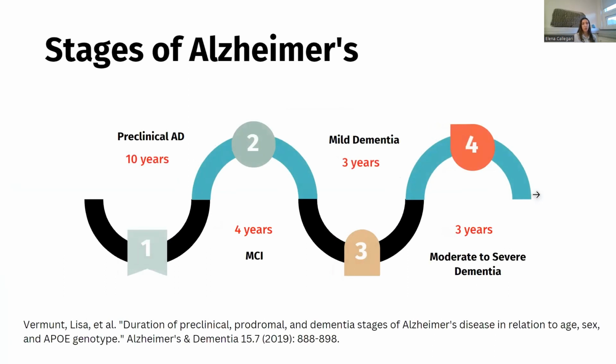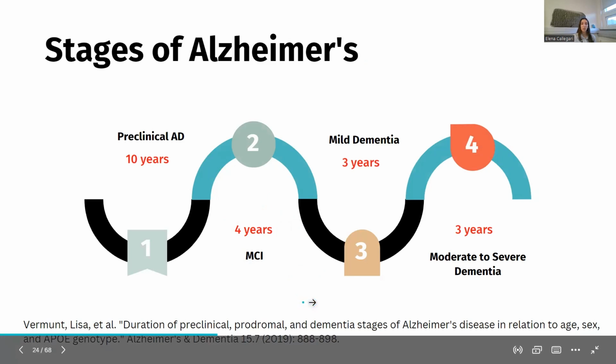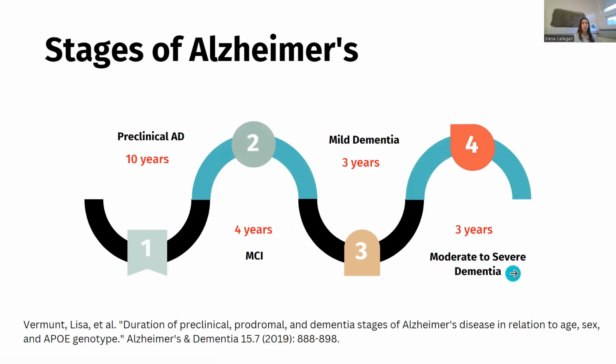I said that Alzheimer's disease is a long progression disease, and sometimes people don't fully understand how long of a time scale that is. So the full progression from preclinical Alzheimer's to your death can take up to 20 years. The preclinical stage is estimated to last around 10 years. The mild cognitive impairment stage lasts around 4 years, mild dementia 3 years, and then moderate to severe dementia around 3 years. And then after 3 years, individuals generally die.